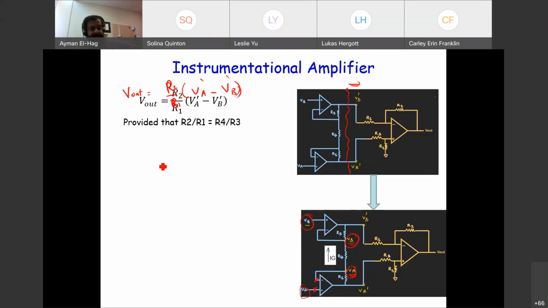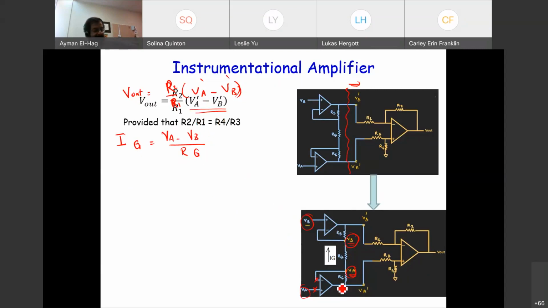So now we can say that, by Ohm's law, IG is this current. It is basically VA minus VB divided by RG. This is the current. But now we want to somehow relate this input to this input, because this is the output that we will have here. Okay, excellent.